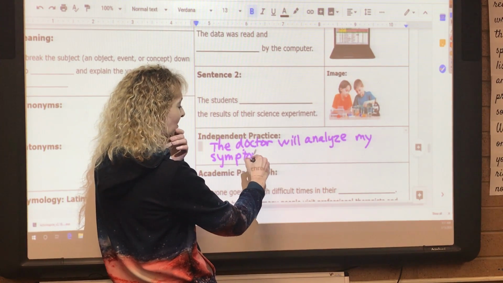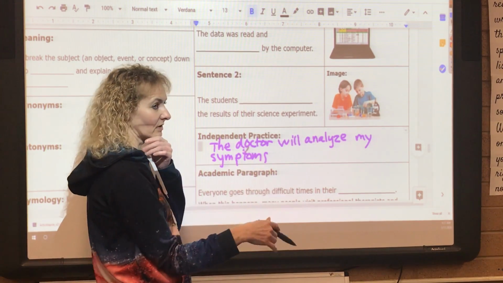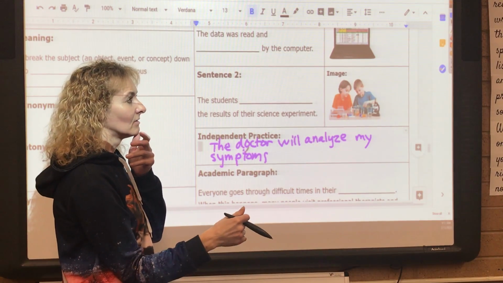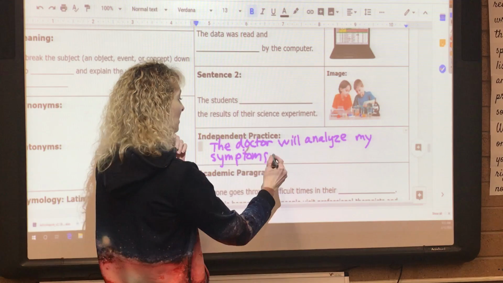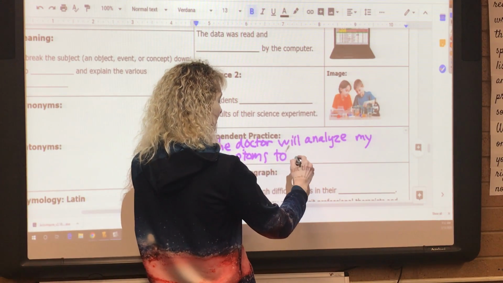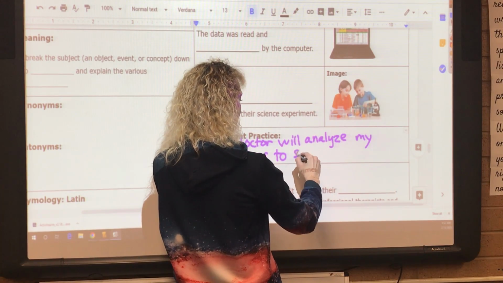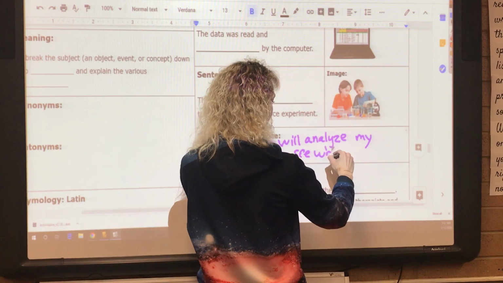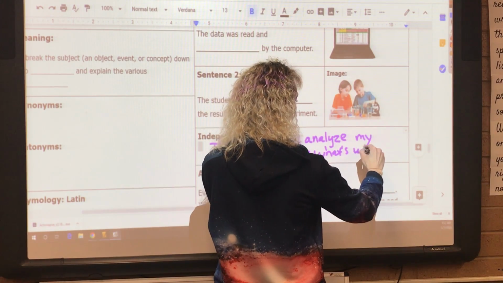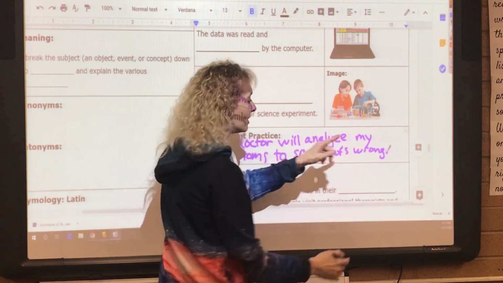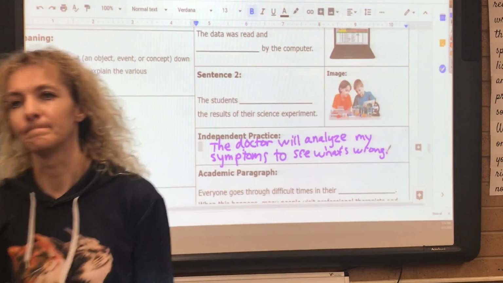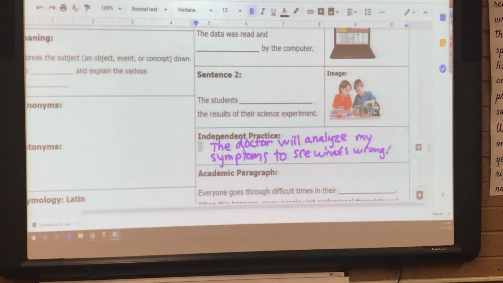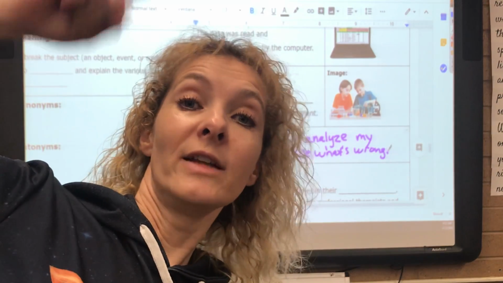symptoms. Your symptoms are like what's left over, like your cough and your fever. Something's making you have symptoms. The doctor will analyze my symptoms to see what's wrong. Don't forget your period. Don't forget your capital letter. Okay. Oh, don't forget to speak that out loud. 1, 2, 3, say it out loud.